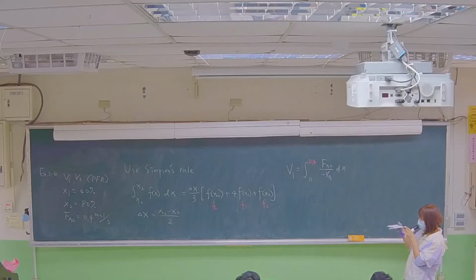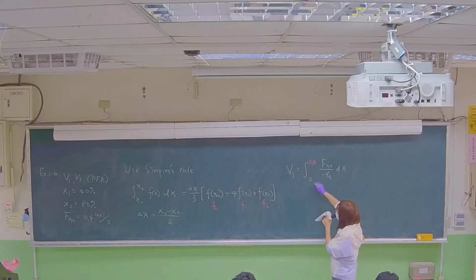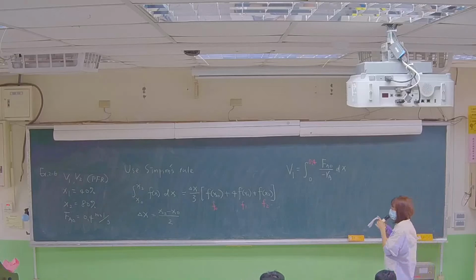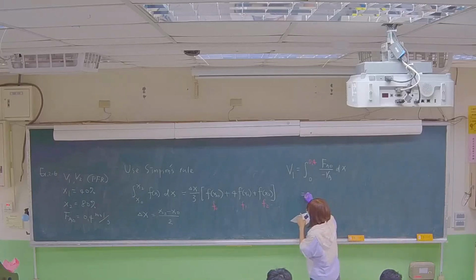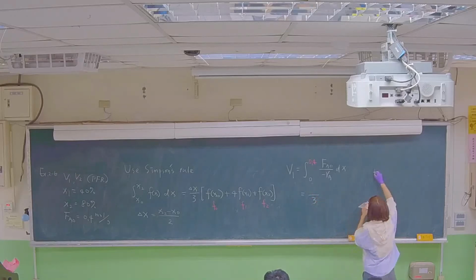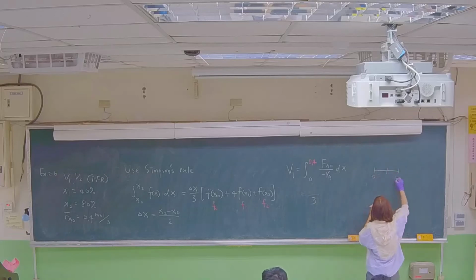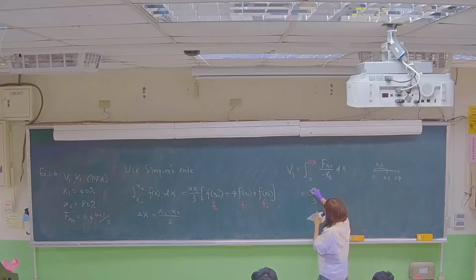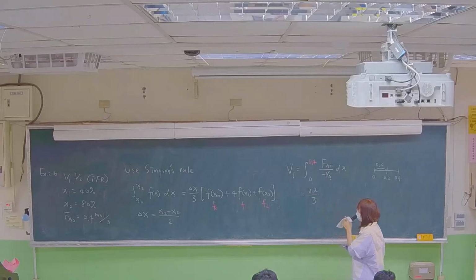For this case, we need 3 points, right? The starting point is 0. The final point is 0.4. So the middle point is 0.2. Interval 0.2. Okay, so delta x is 0.2.